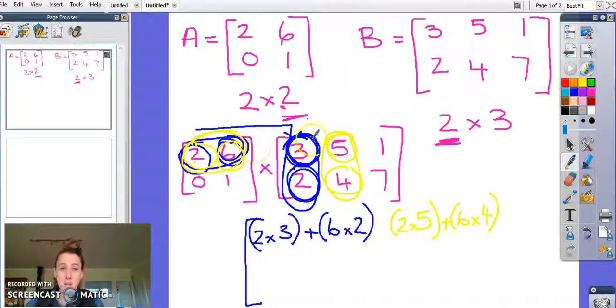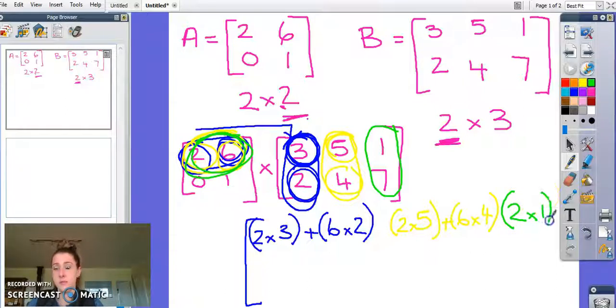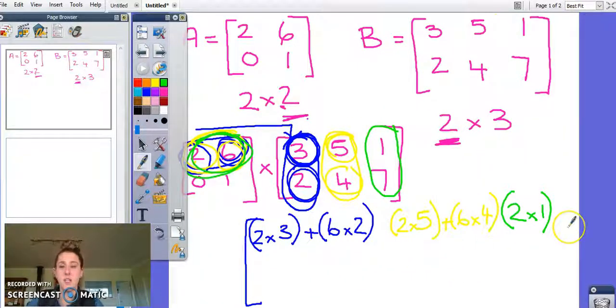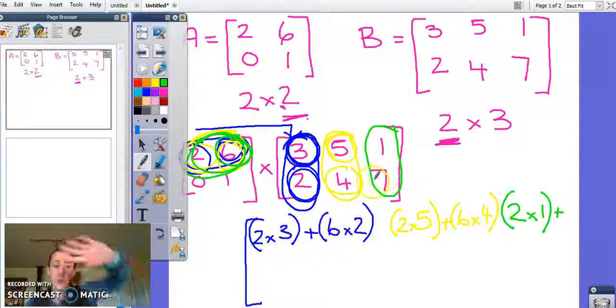And then again, working with my first row and now my third column. So first row, third column. Again, I'm working my answer in first row, third column. So 2 by 1 and add that to 6. Again, slide it down. So we rotate it down. So 6 by 7.